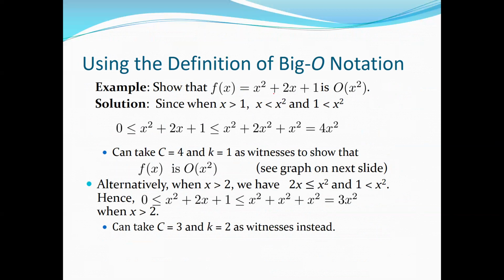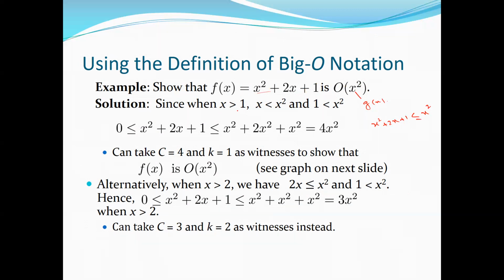So f of x is equal to x square plus 2x plus 1, and show that this is big O of x square. That means this is g of x, right? So you are required to represent this in terms of the inequality, right? That means you are going to make x square plus 2x plus 1 less than or equal to x square for some particular c value and k value. So you need to find the c value and the k value here, right?